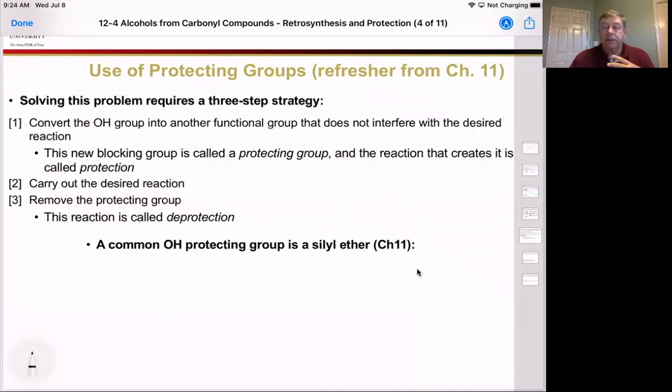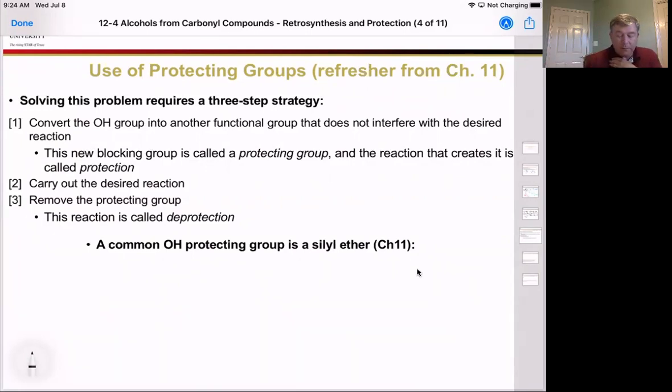So in most cases, we do that by creating some other group like an ether that will not be reactive in that reaction species. Then we carry out the desired reaction using our organometallic reagent, and then we clip off the group that was protecting that alcohol, and that's called deprotection, okay?